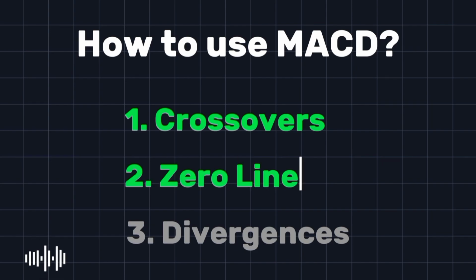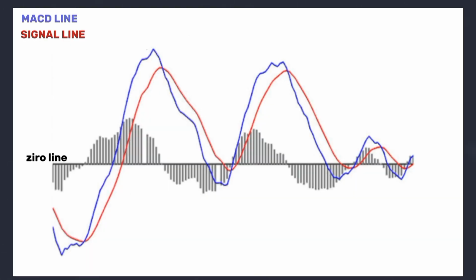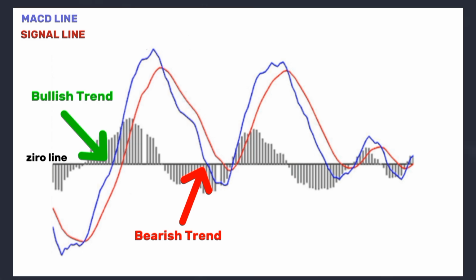2. Zero line. If the MACD line is above the zero line, the trend is likely bullish, signaling upward momentum. If the MACD line is below the zero line, the trend is likely bearish, signaling downward momentum.